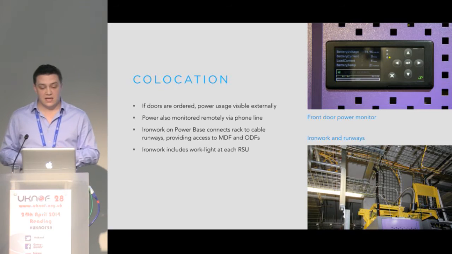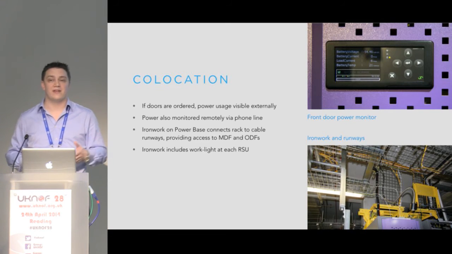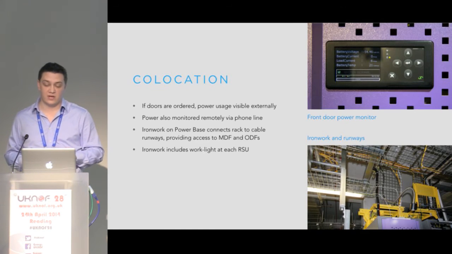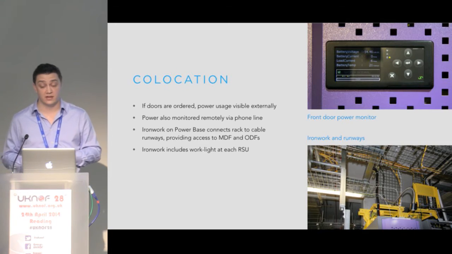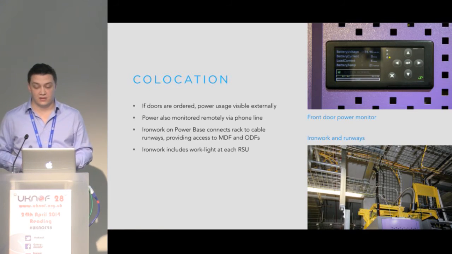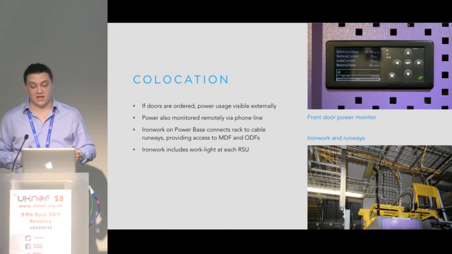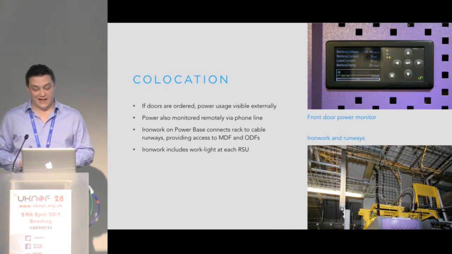So the cool thing about this, you can order it with or without doors. We order ours with doors, and so you get this funky little panel at the top that gives you your power metering. They also meter it by phone line, so I don't know actually why that's there, because we can open the rack and see it. BT, if they need to see how much power we're using, would log into their system to see that. But it's kind of neat nonetheless.